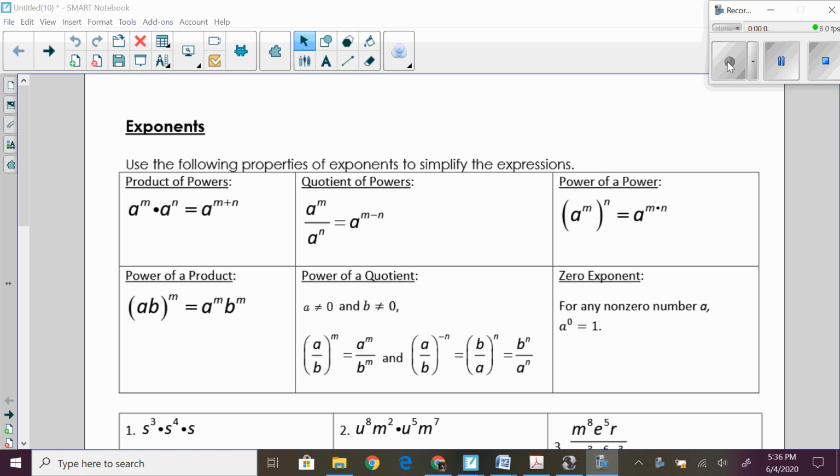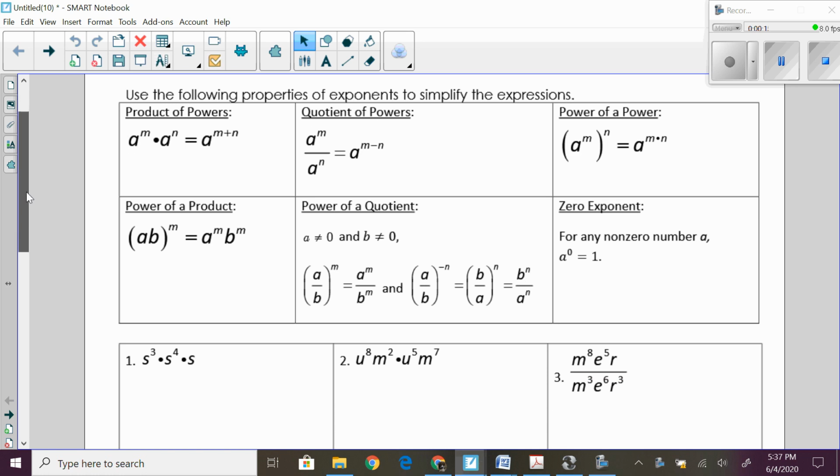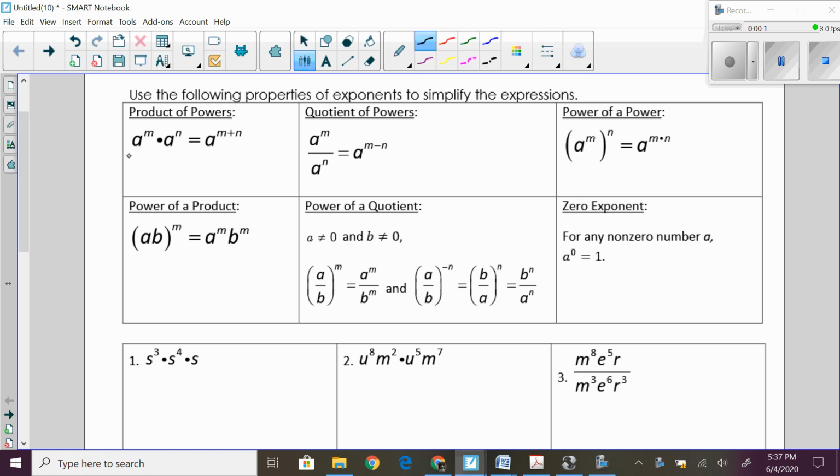Hi there. What we're going to do right now is study the properties of exponents and simplify some problems. So first of all, when we have two bases that are the same and they are being multiplied, we have to add their exponents. For example, a to the fifth times a to the second, you would just add 5 and 2 and you would get a to the 7th.